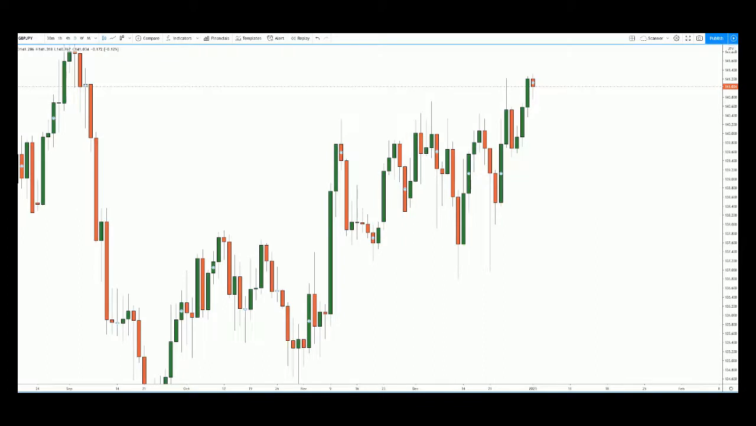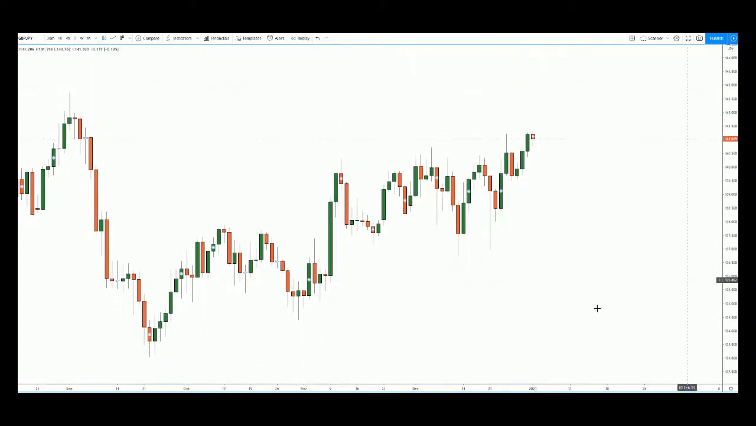And for today's trade of the day, I will be looking at pound yen. Right, so what I have here is pound yen on the daily. Now I just want to show you guys that pound yen is on an uptrend. And how do we know that?